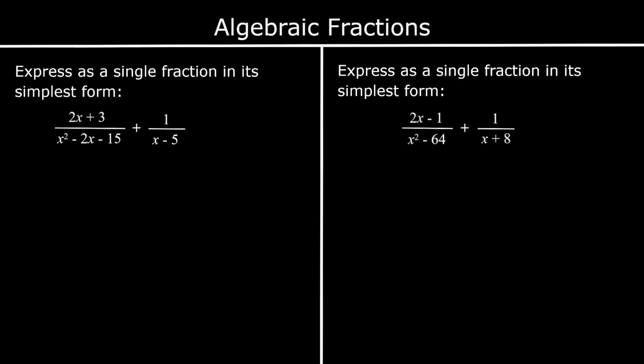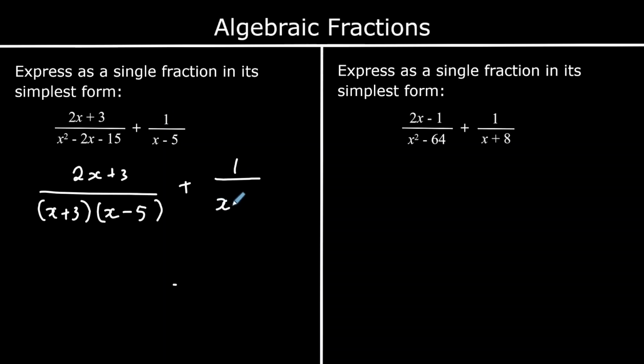Another question: expressed as a single fraction in its simplest form. So we've got 2x plus 3 over x squared minus 2x minus 15, which we can factorize, plus 1 over x minus 5. Let's start by factorizing. So x squared minus 2x minus 15 is x minus 5, x plus 3. x plus 3 times x minus 5. And we're adding that to 1 over x minus 5.